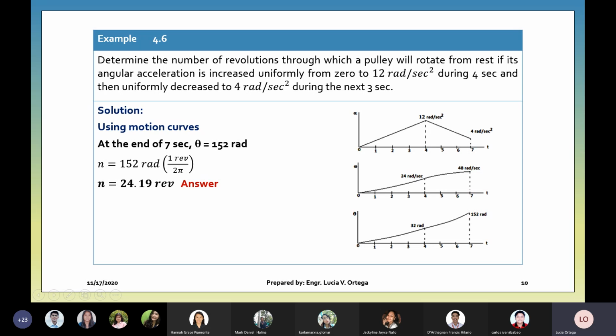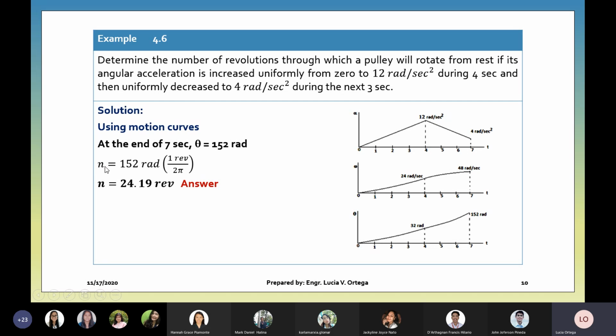Bakit mali ang aking calculation? Okay. So solve for this area. When you add, this would be the value here: 152 radians. That is the angular displacement. So using this motion curve, at the end of 7 seconds, theta is 152 radians.